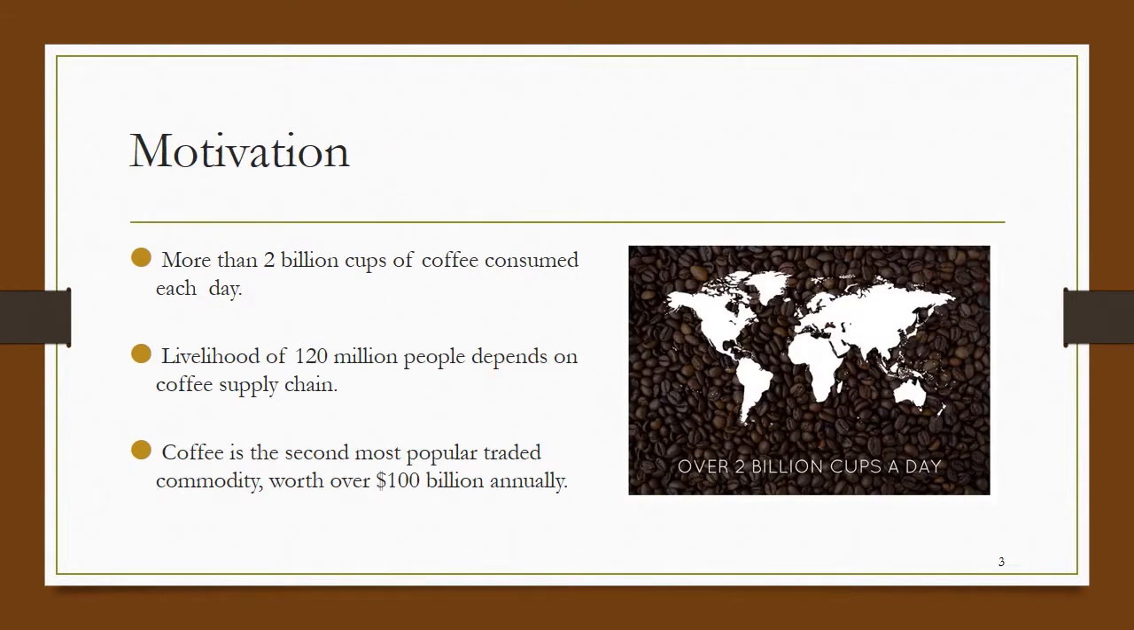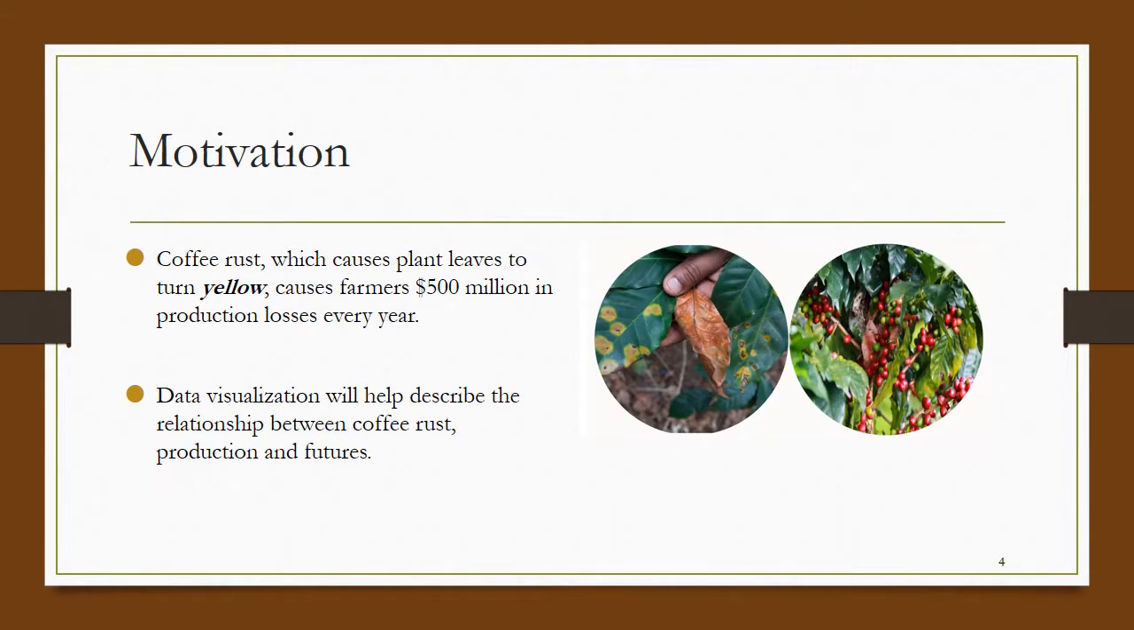Did you know that we consume more than 2 billion cups of coffee every day, or that the livelihood of 120 million people depend on the coffee supply chain? I chose this project because of the impact coffee has in our lives, and also because coffee is the second most popular traded commodity, worth over $100 billion annually. But coffee is in trouble. Coffee rust is a disease that causes more than $500 million in production losses each year. I'll be describing my visualization process to look at quantifying links between coffee rust, production, and futures prices.